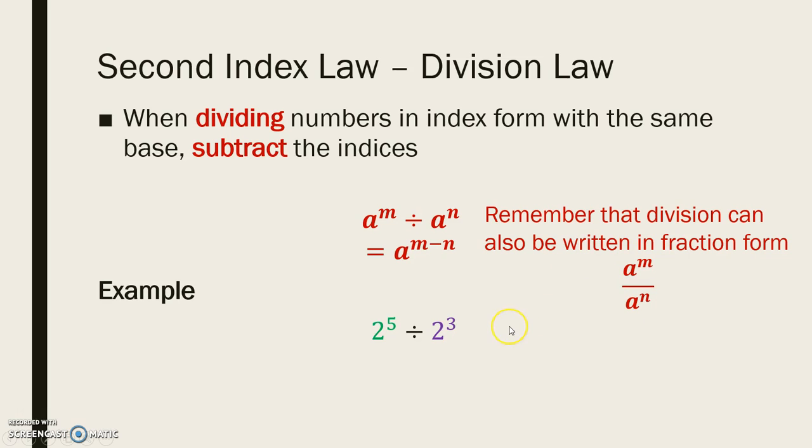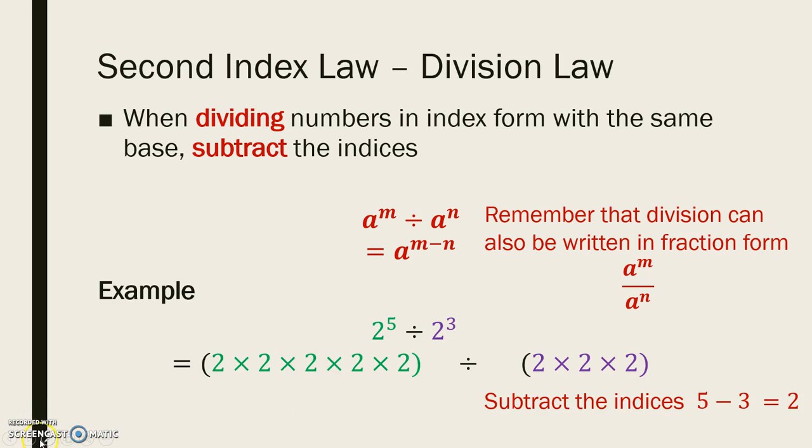So here's an example to show you why it works. 2 to the power of 5 divided by 2 to the power of 3. Once again, split those into factor form. There's our green 2's, there's 5 of those multiplied together. And there's our purple 2's, 3 of them multiplied together. And what we're going to do is cancel them out.